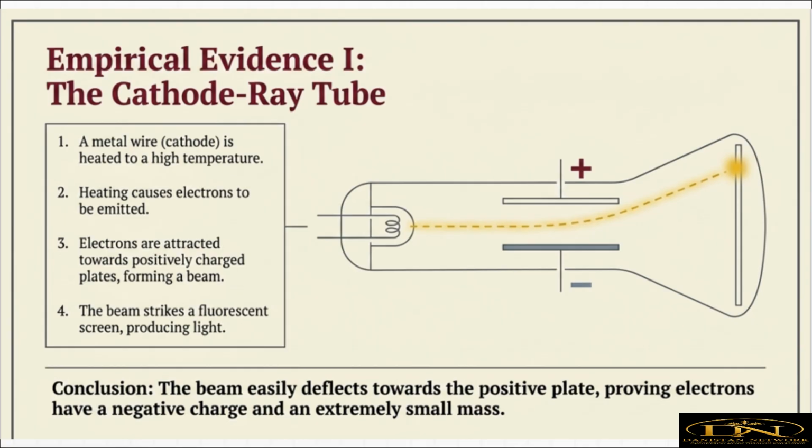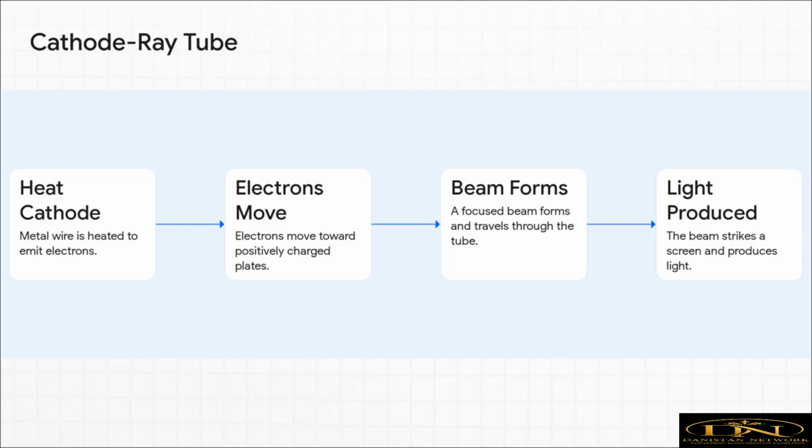Step 1. A metal wire, called the cathode, is heated to a really high temperature using a low voltage. Step 2. This intense heating causes electrons to be given off or emitted. Step 3. Because unlike charges attract, these newly freed electrons move rapidly toward positively charged metal plates. Step 4. A focused beam forms and travels right through the vacuum of the tube. And finally, Step 5. The beam strikes a fluorescent screen at the far end, producing a highly visible spot of light.